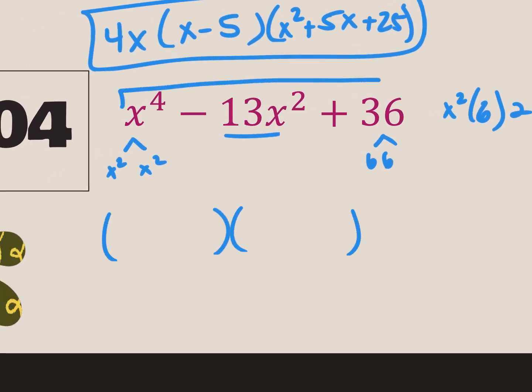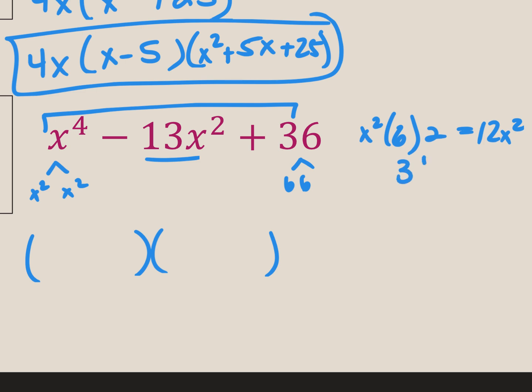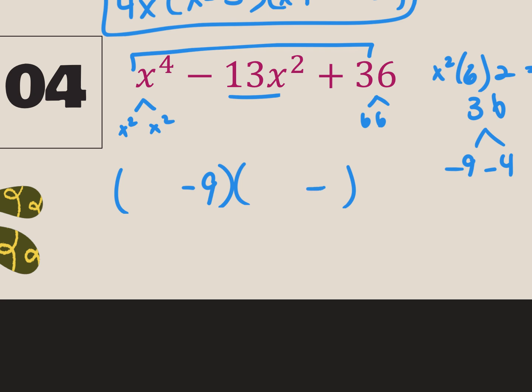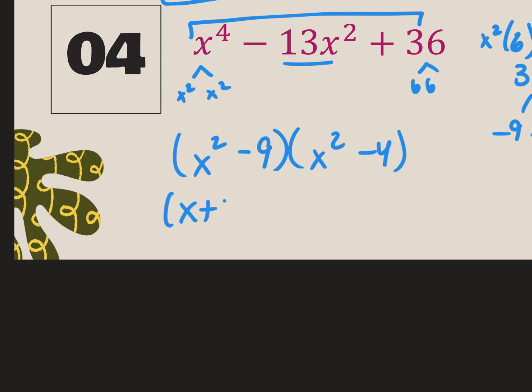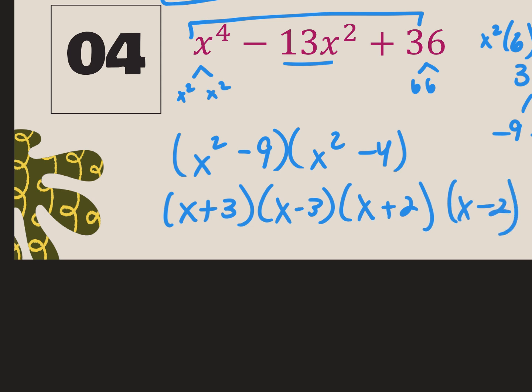A times C. What are the factors of 36 that are going to multiply to give me 36, but add to give me a negative 13? Negative 9 and negative 4. Perfect. Very good. So what's going to go in the front of each of my parentheses? X squared. Have we factored completely? No. What are you left with? 2 difference of perfect squares. So this becomes x plus 3, x minus 3, x plus 2, and x minus 2.